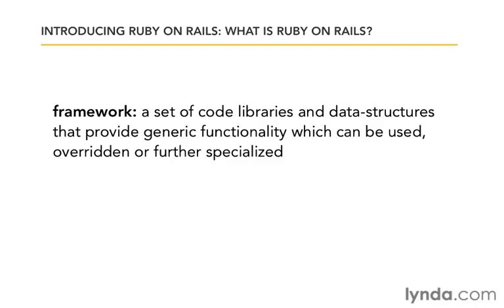Now, Ruby on Rails is not the only web framework there is. There are frameworks in other languages, Java, PHP, Perl, Python, ASP.NET, and there are even other frameworks that are written in Ruby. But Ruby on Rails has become a very popular web framework to develop in. And in the next movie, we'll look at why you would want to use Ruby on Rails.